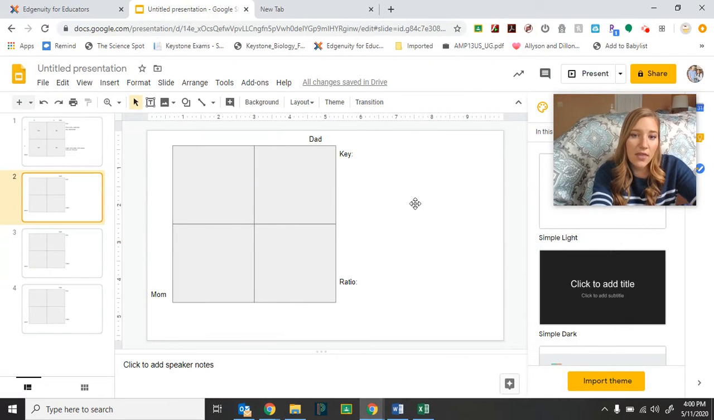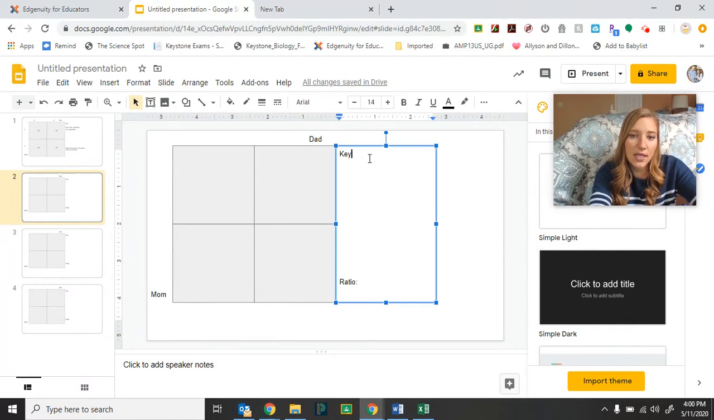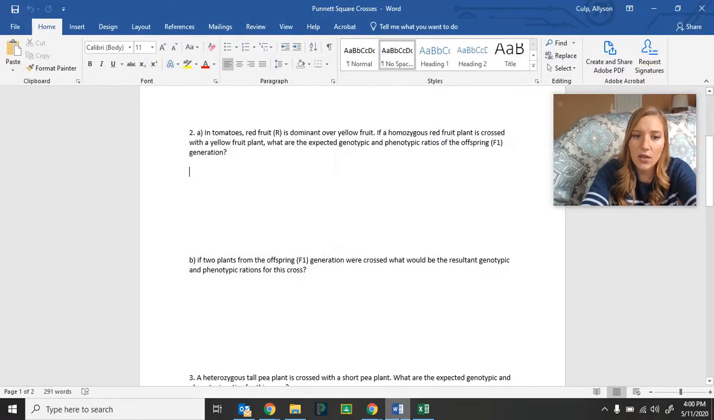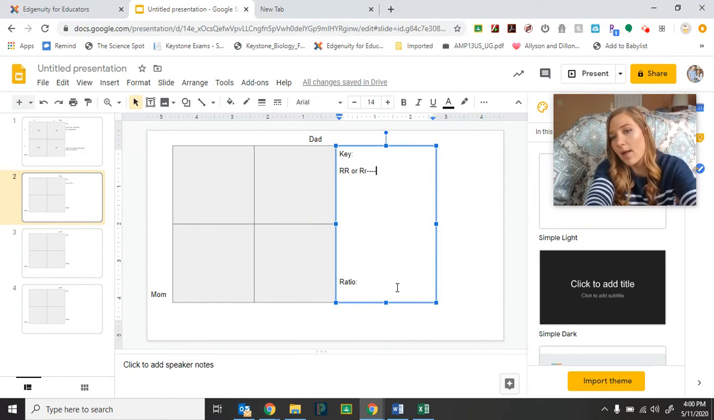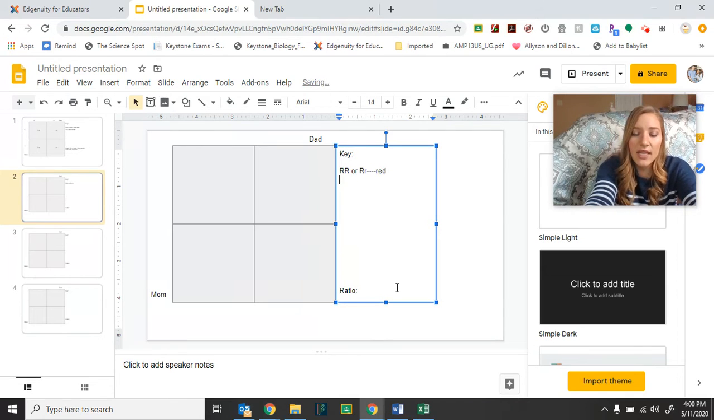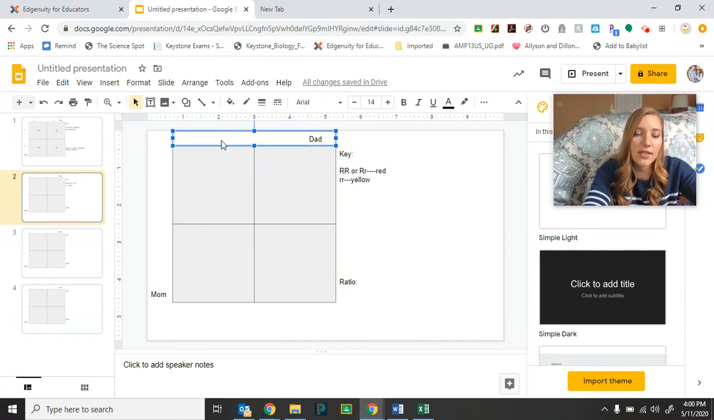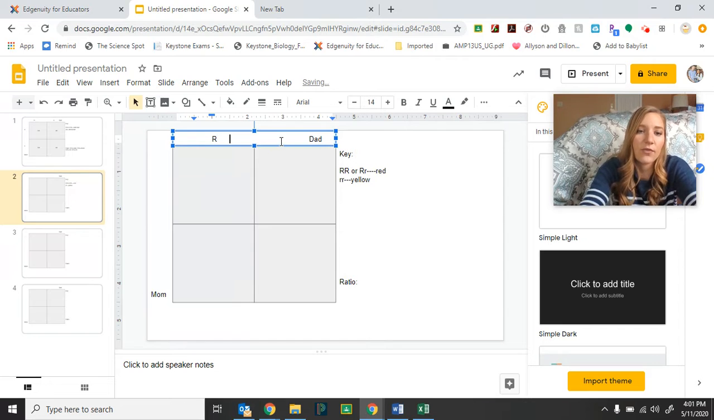So let's make another key, because the key is the key to getting this right. Big R, is that the letter I said? I think I did. Big R, or big R, little r. What color is dominant? Well, I told you in this problem that it's red. So the only way to get a yellow tomato fruit is to have two recessive alleles. I said, please cross a homozygous red fruit. Let's pretend that the red fruit is the daddy fruit.